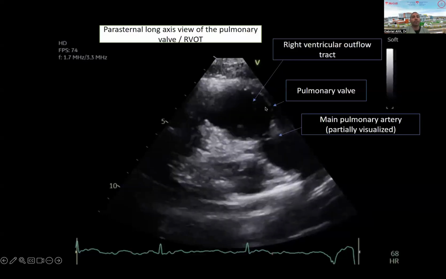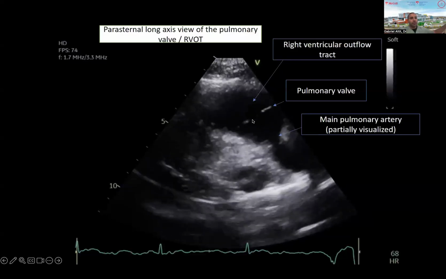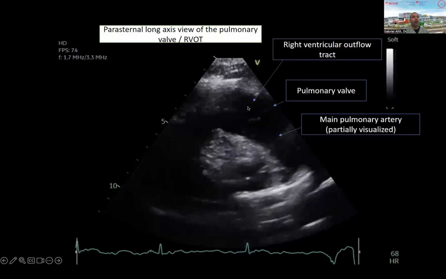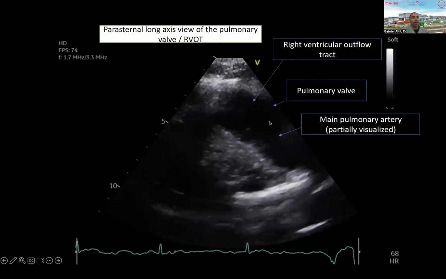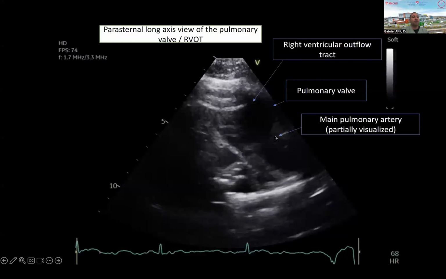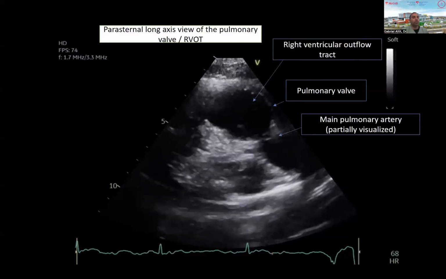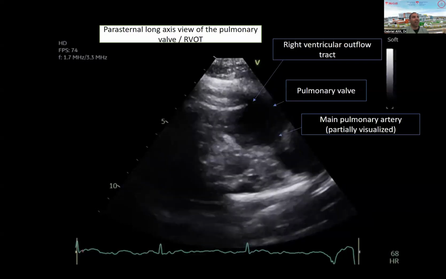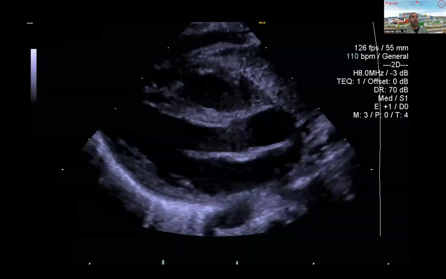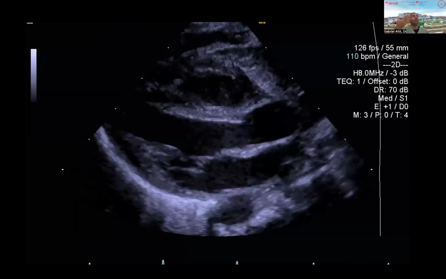RV outflow tract, it looks like a bird that's flying, right? This is the pulmonary valve. Before the pulmonary valve is the RVOT, and after the pulmonary valve is the main pulmonary artery. In this view, what we're interested in is to make sure that the pulmonary valve is opening and closing nicely. So it's good to have a view in 2D to make sure that the valve is opening and closing. And when you put color, that you actually see flow originating before the valve.